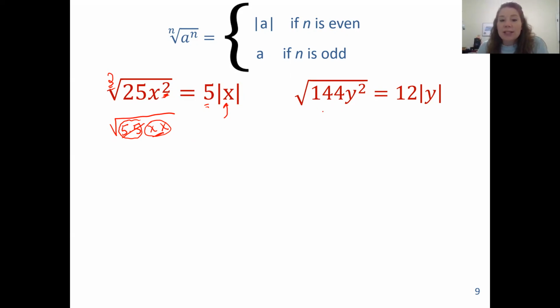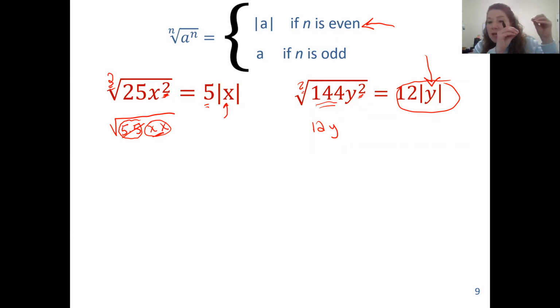All right. So look at the second one. 144 is a perfect square. It's 12. So the square root of 144 is 12. The square root of y squared is y. But since this number and this number match and it's even, we have to put that variable in absolute value marks. So this is the answer, 12, absolute value of y. That's only when they're variables and only when those two numbers match exactly under the radical and they're even. If they're odd, it doesn't even matter.